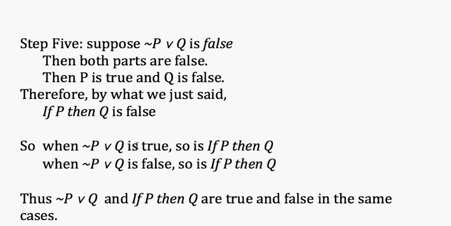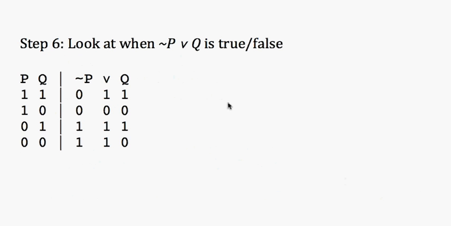Here's what we got then. When not P or Q is true, so is if P then Q. When not P or Q is false, so is if P then Q. So it seems that they're true and false in the same cases. All right, now we come to the table. Here's the table for when not P or Q is true and false. How did we get this?